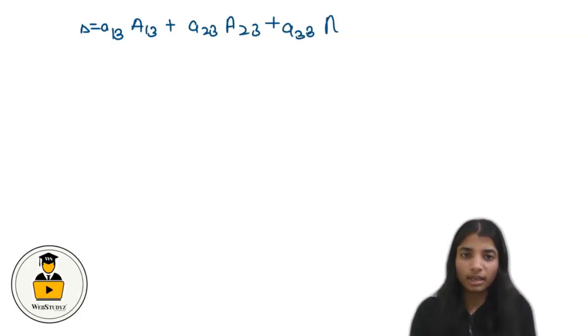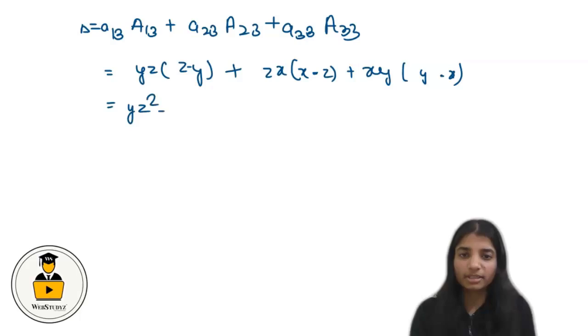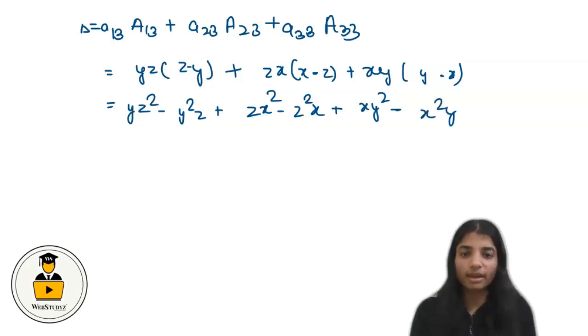Now plugging in the values. Delta is equal to a13 A13 plus a23 A23 plus a33 A33. Plugging in the values, this is yz multiplied by z minus y, plus zx multiplied by x minus z, plus xy multiplied by y minus x. Now solving this, it is y multiplied by z square minus y square z, plus z multiplied by x square minus z square x, plus x multiplied by y square minus x square y. So this is what we have.